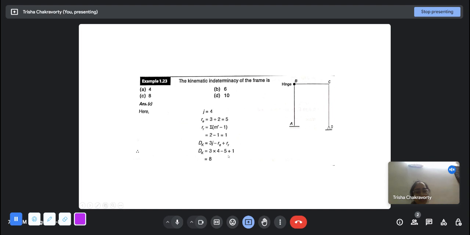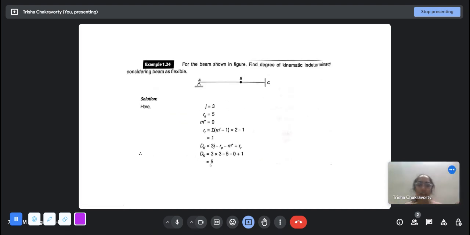So 3 into 4 minus 5 plus 1, that is 8. Here, degree of kinematic indeterminacy considering the beam to be flexible. Here there are three joints, one, two, three. As I said, the internal hinge has to be considered as a joint. And the number of reactions, 3 from C and 2 from A, so 5.